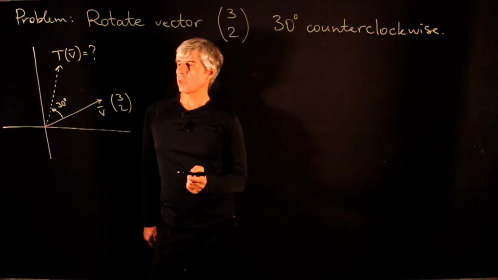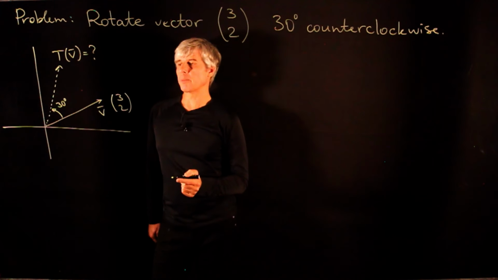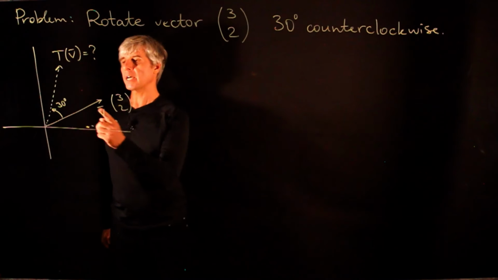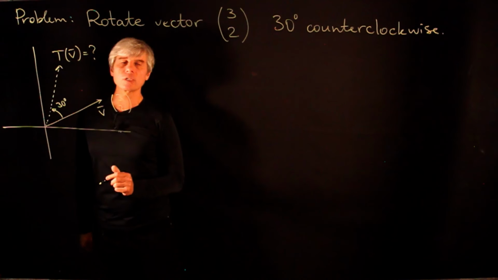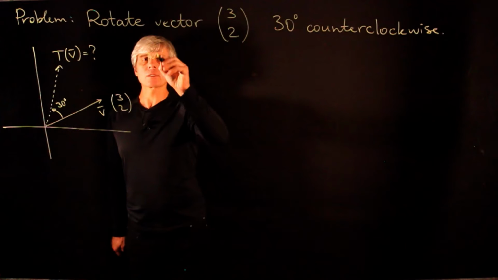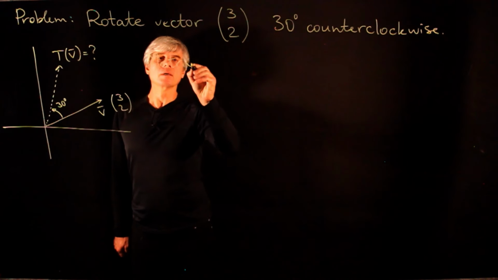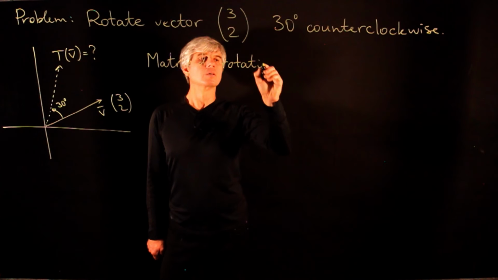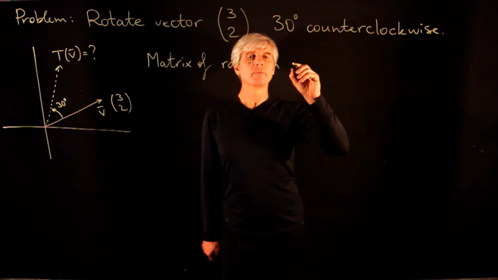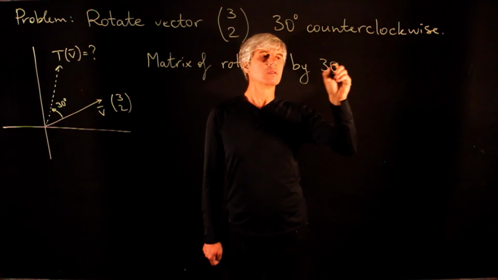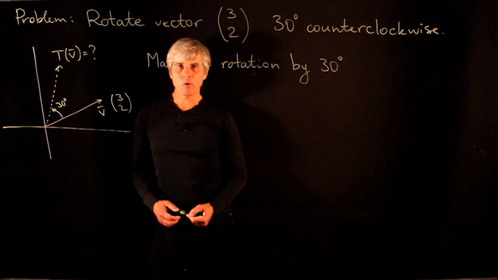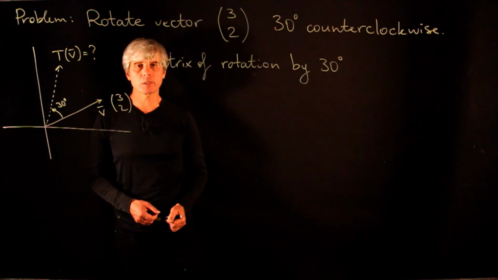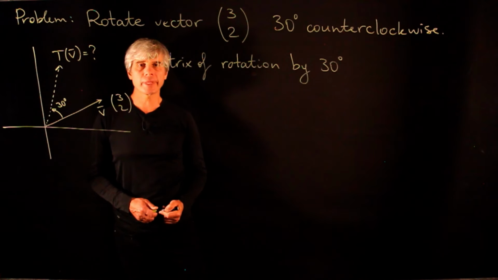And so the key to solving this problem is not to work with a specific vector, but rather find the matrix of this transformation in general. So, the matrix of rotation by 30 degrees transformation. Our mantra says that in order to find the matrix of a linear transformation, we need to determine images of basis vectors.